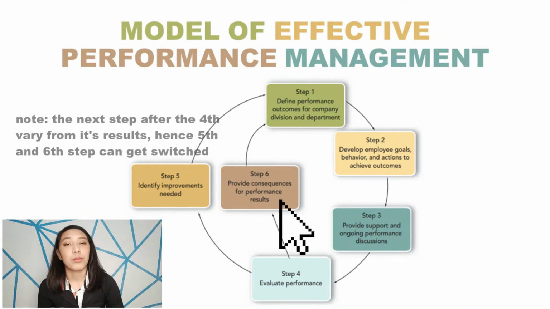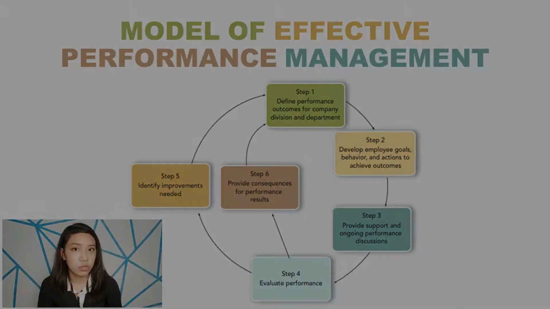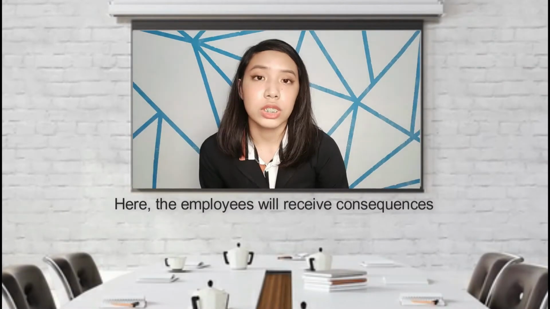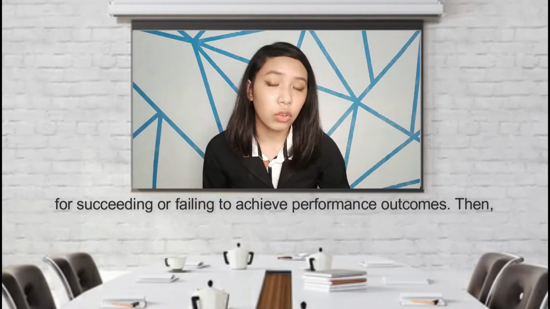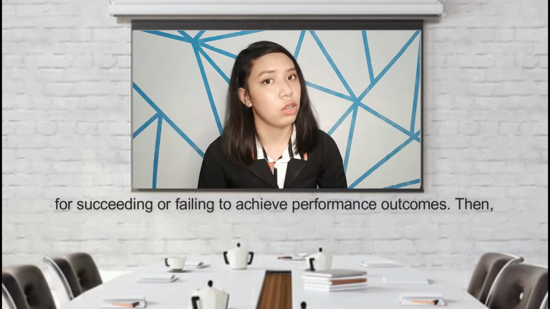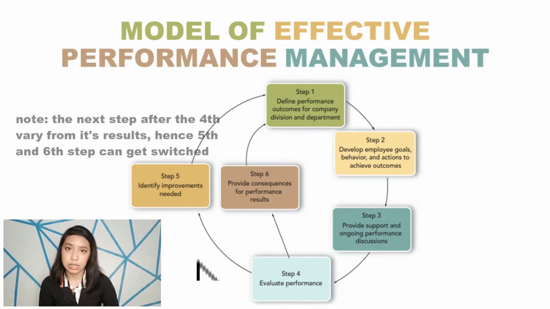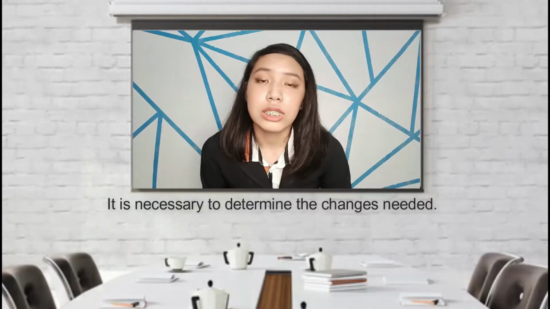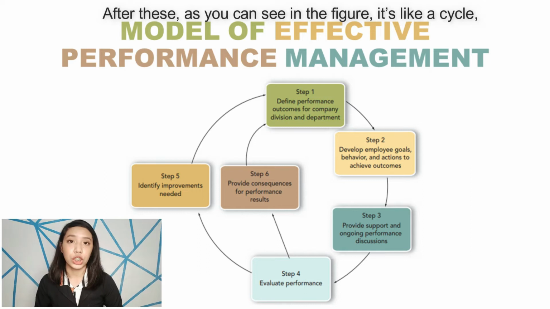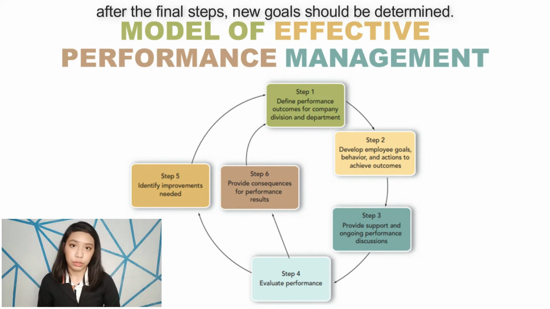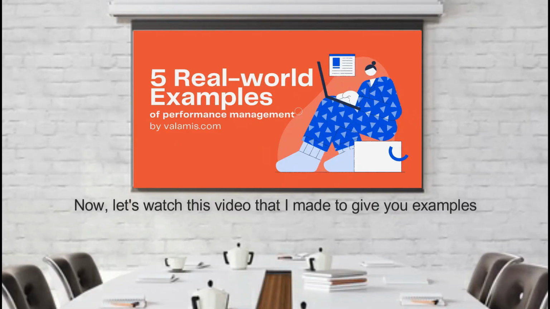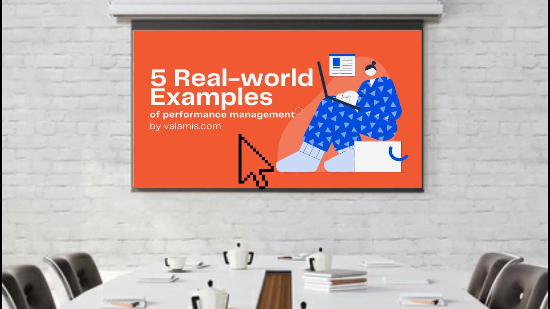Fifth step, provide consequences for performance results. Here, the employees will receive consequences for succeeding or failing to achieve the performance outcomes. Then, the sixth step, identify improvements needed. Of course, it is necessary to determine the changes needed. After this, as you can see in the figure, it's like a cycle. After the final steps, new goals should be determined. Now, let's watch this video that I made to give you examples.